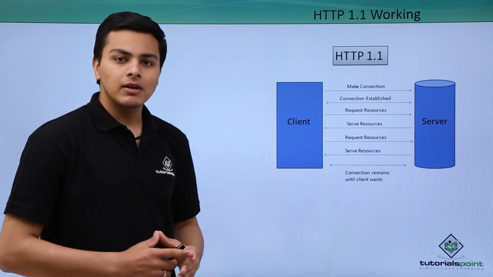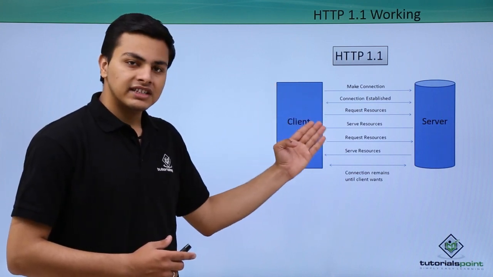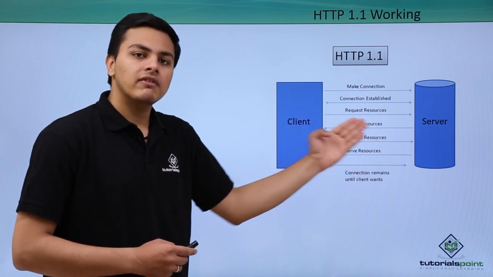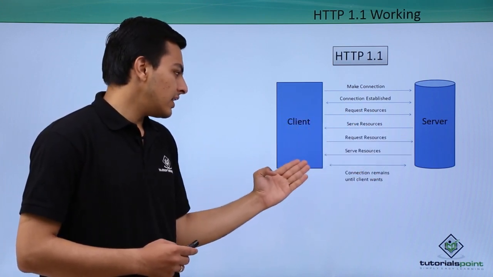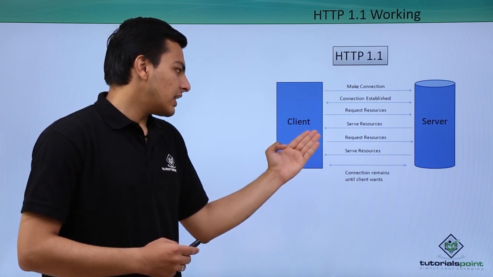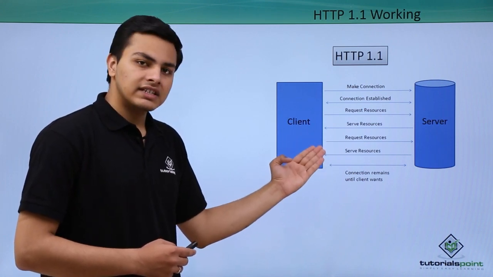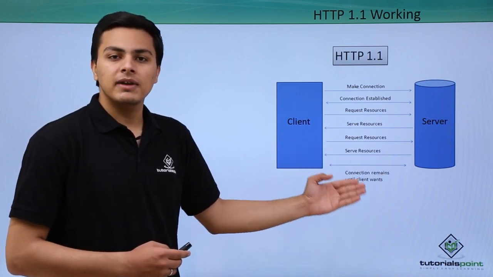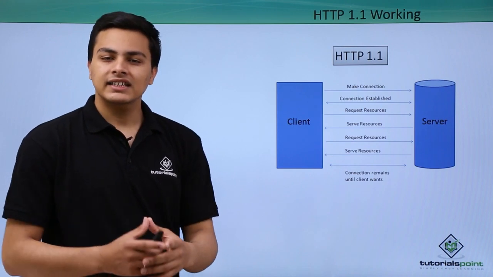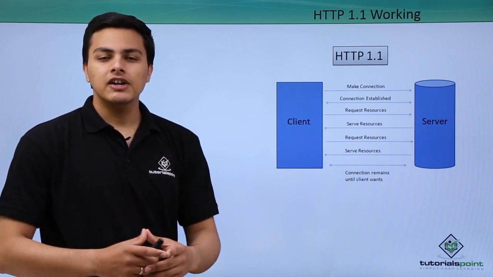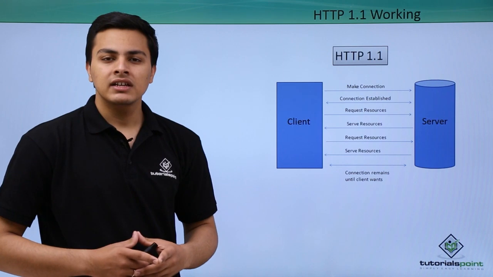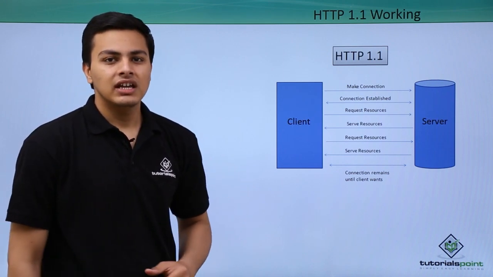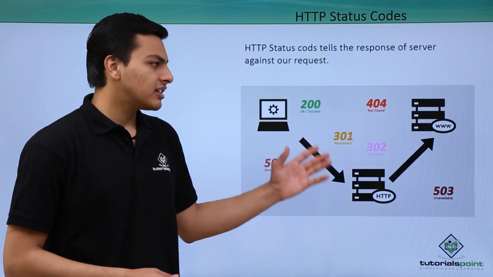So this was in HTTP 1.0, whereas in HTTP 1.1, let's see what happens. By using HTTP 1.1, the four steps are the same: make connection, connection established, client requests a resource, server serves that resource. And then once the client got that resource, the client requests another resource, and so on, and the connection still remains until the client wants to disconnect. So this was the key advantage of HTTP 1.1, in which we can request multiple resources by using a single connection.